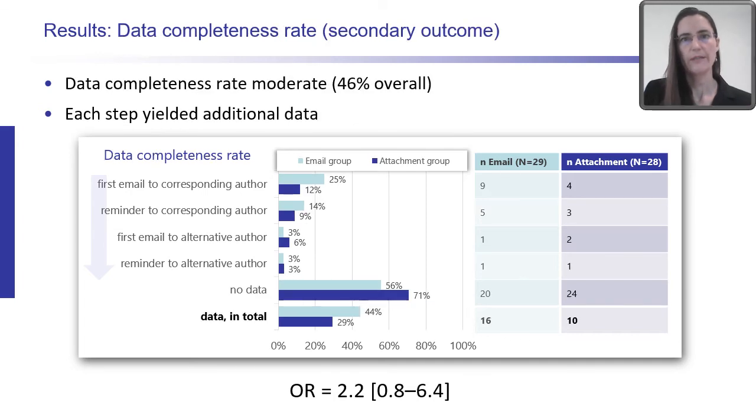The data completeness rate was not as good and gave a moderate 46% overall. Again, each step involved in author contact yielded additional data. The odds ratio for data completeness was 2.2 and so does not give support to our hypothesis that data requests are more likely to be overlooked when presented in an email. Again, the confidence interval includes the possibility of no effect.